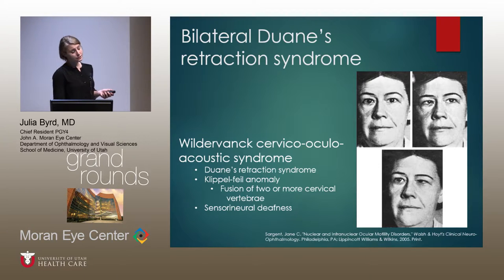Duane's retraction syndrome is really a disinnervation syndrome where you have varying degrees of abduction, adduction, or both deficits in one eye. But the classic hallmark of the disease is this co-contraction of the eye, where the medial rectus and the lateral rectus are firing at the same time, and you have this contraction which causes the palpebral fissure narrowing that we see.